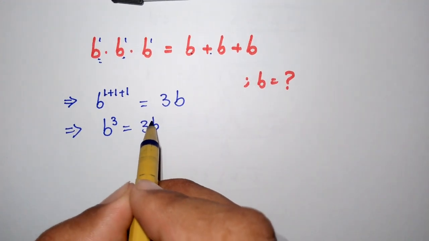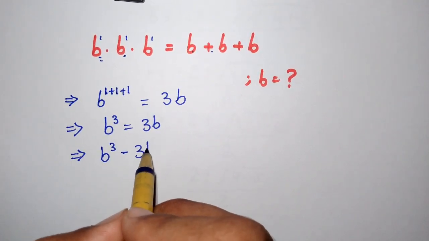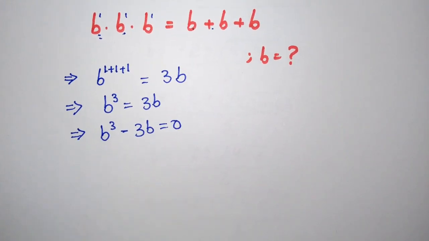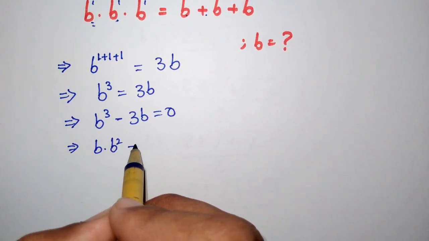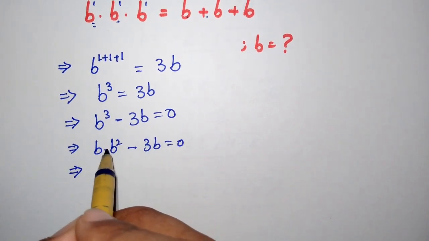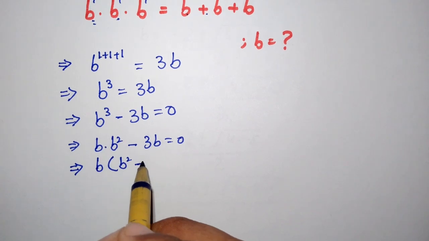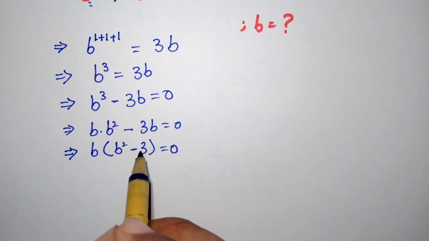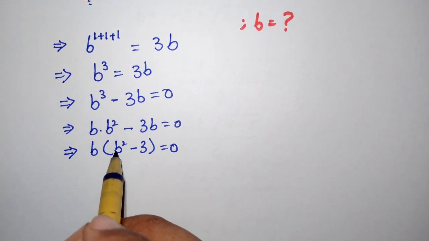Now we have to move the 3b to the left side. This will become b to the power of 3 minus 3b is equal to 0. We can also write this as b times b square minus 3b is equal to 0. We take b as a common factor from both, so b times b square minus 3 is equal to 0. By applying the zero product rule, b is equal to 0 and also b square minus 3 is equal to 0.